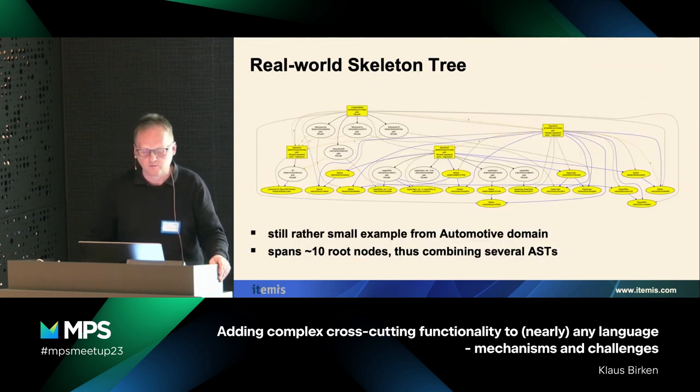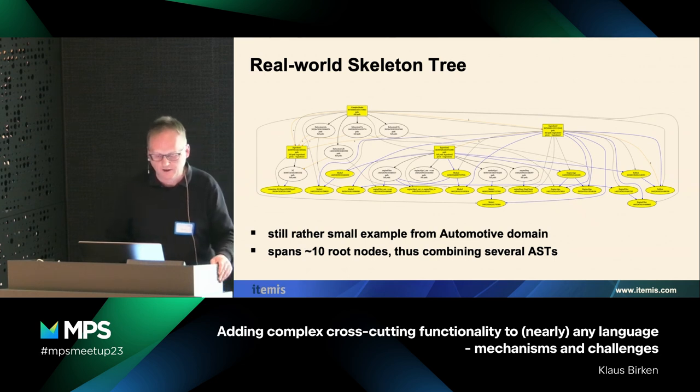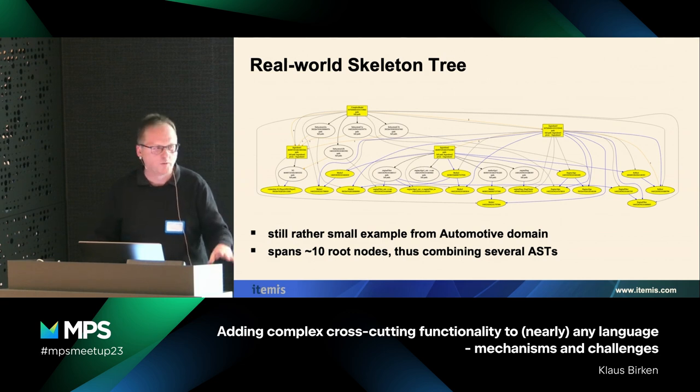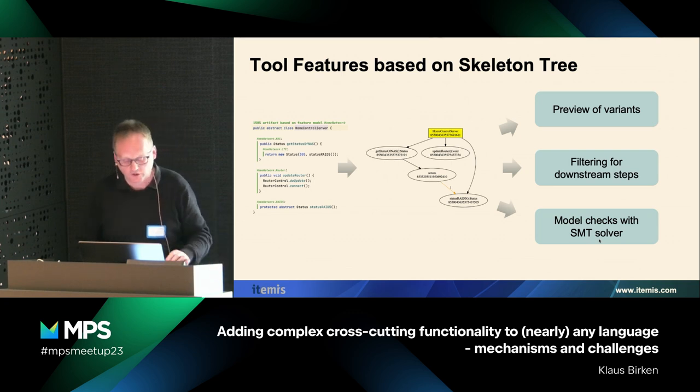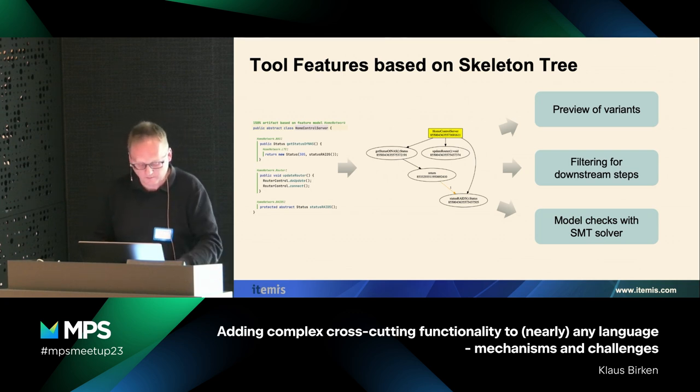This is a more real skeleton tree from some customer example. It's still small. This one spans 10 root nodes and combines several ASTs. And this is the input for our subsequent steps. So what we can do now is this analysis based on these dynamic markers and then create, for example, the preview, the filtering, the model checks. I can show you two of them maybe in another demo.